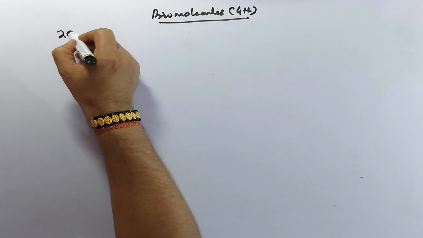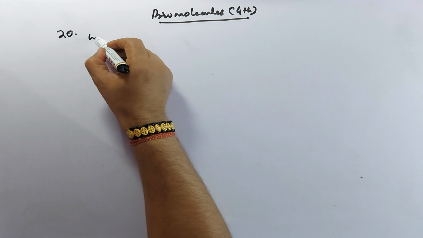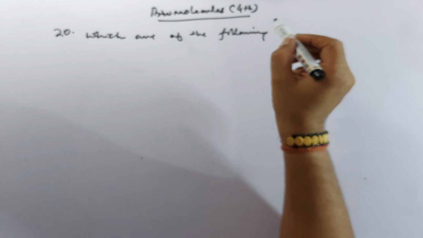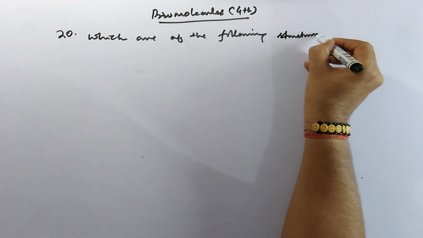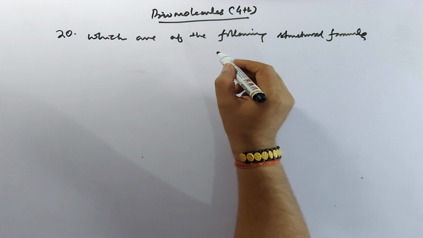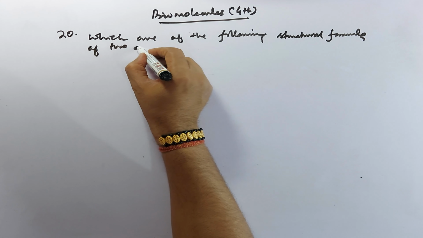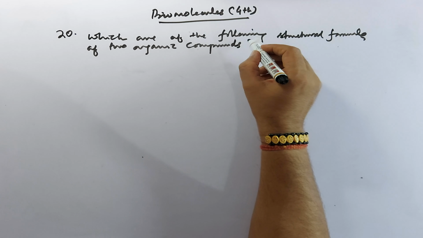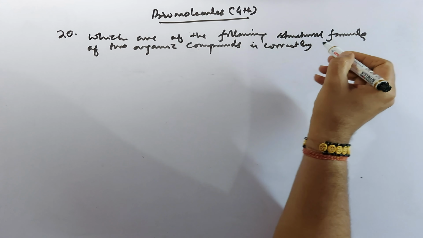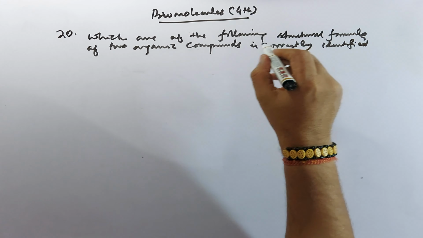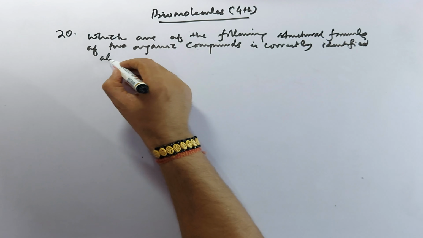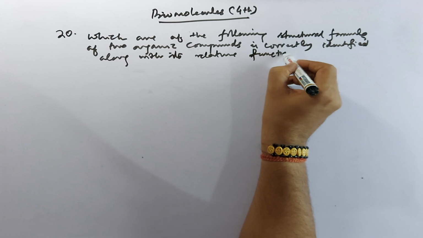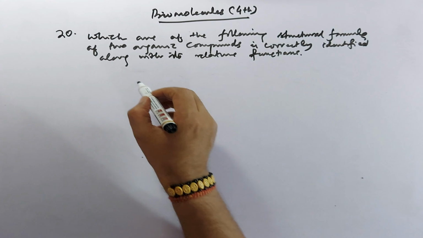So this is question number 20. Which one of the following structural formulas of two organic compounds is correctly identified along with its related function? So here we draw the structure like this.